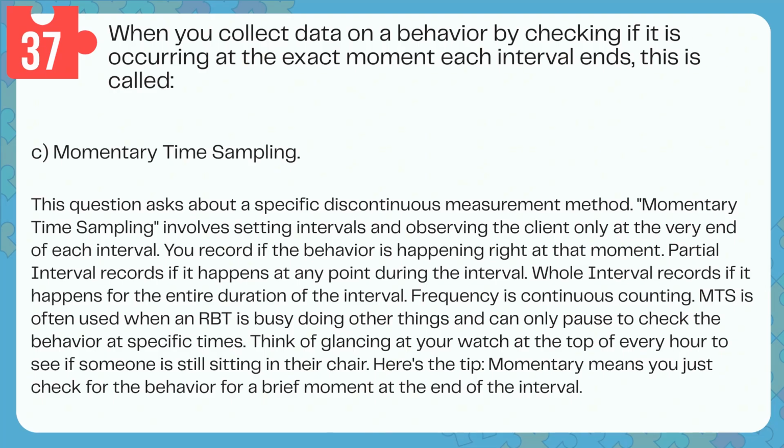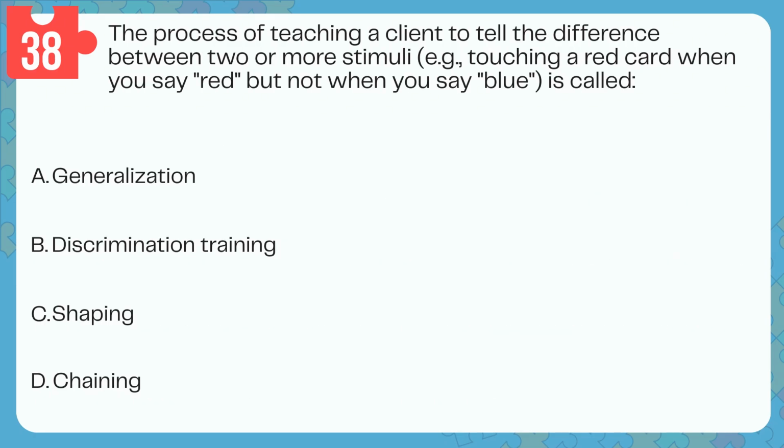Here's the tip. Momentary means you just check for the behavior for a brief moment at the end of the interval. Question 38. The process of teaching a client to tell the difference between two or more stimuli. Example, touching a red card when you say red but not when you say blue is called A. Generalization, B. Discrimination training, C. Shaping, D. Chaining.